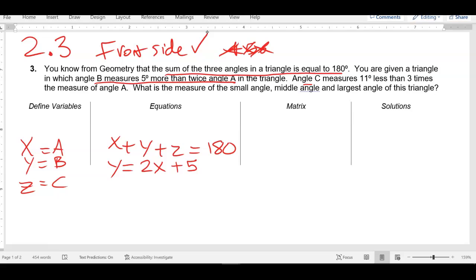Now, next one. Angle C measures 11 less than 3 times the measure of angle A. Okay, so start over. Angle C, what's the variable for C? Z. It says the measure, so I'll just put equals, 11 less than. How do I write 11 less than? It's going to have a minus 11 after it, okay? So what's it after? 3 times the measure of angle A, okay?